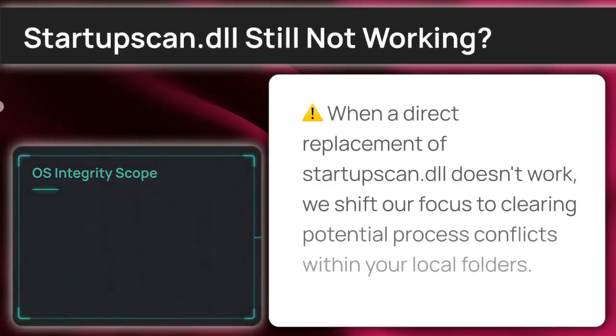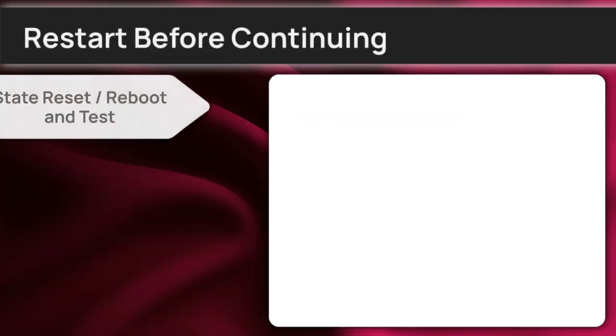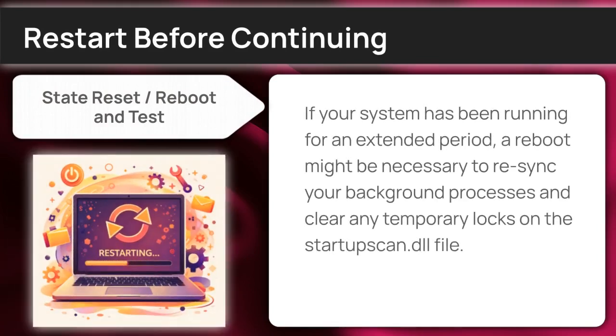Should the file remain missing after a reinstall, we need to ensure that the operating system is forced to re-index its shared library paths. A simple restart can resolve file-in-use errors that mimic a missing Startup Scan library message. It's a low-effort step that ensures your operating system starts with a clean execution stack.